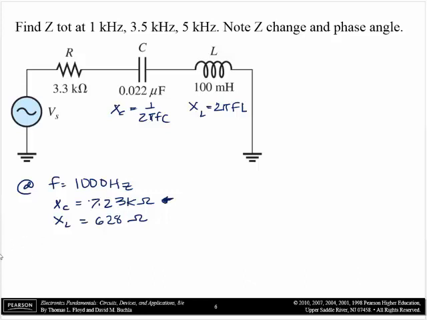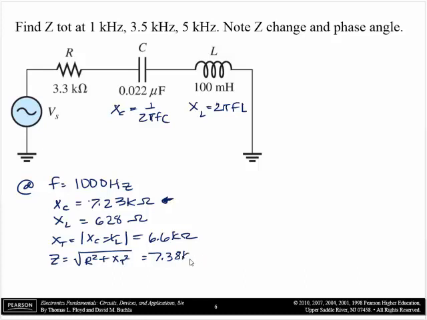And if we find X total, which is the difference between XC and XL, we will find it's 6.6 K ohms just by plugging in the numbers. Then Z, the square root of R squared plus X total squared, will end up being 7.38 K ohms. And we do the same thing for the phase angle: the tangent inverse of X total over R, and we will end up with a phase angle of 63.4 degrees.